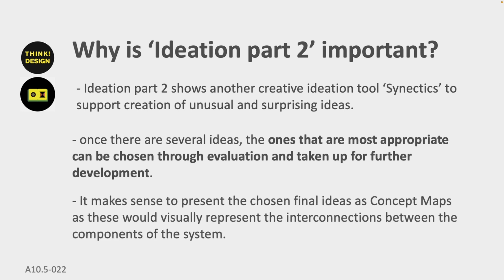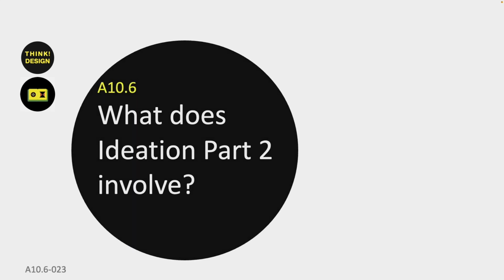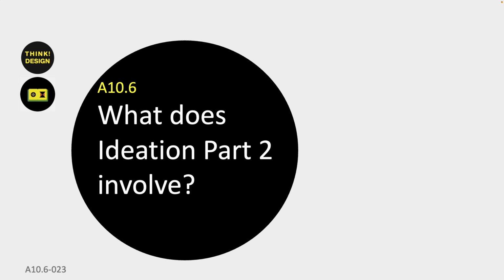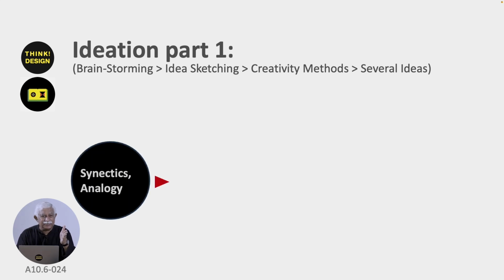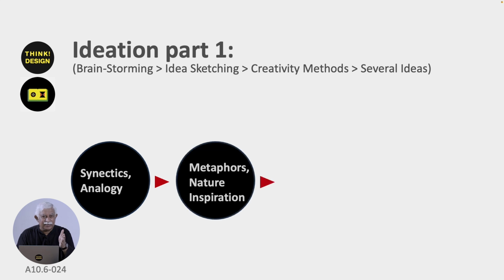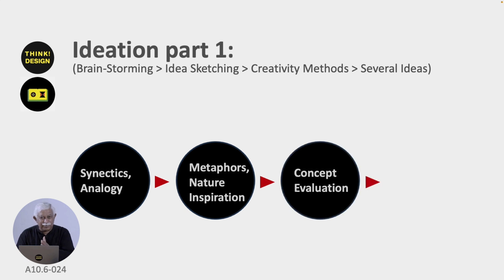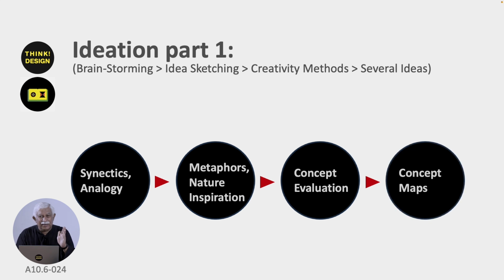And then of course, if you want to visualize this and represent it with all the interconnections and the components put together, then you can make a concept map. So, we are still at the ideation phase and representing the ideas. If you look at what this section involves, I have made a very simple outline of this. You start with synectics, that is to do with analogies. Then you go into metaphors and nature inspiration. Then you do concept evaluation of all the ideas that you have, and then make maps of a few of the ones that you are taking forward.